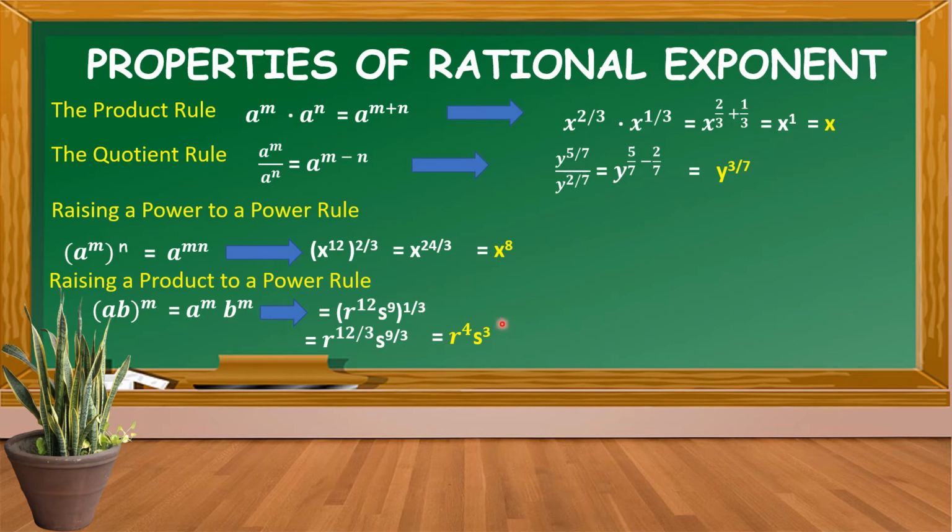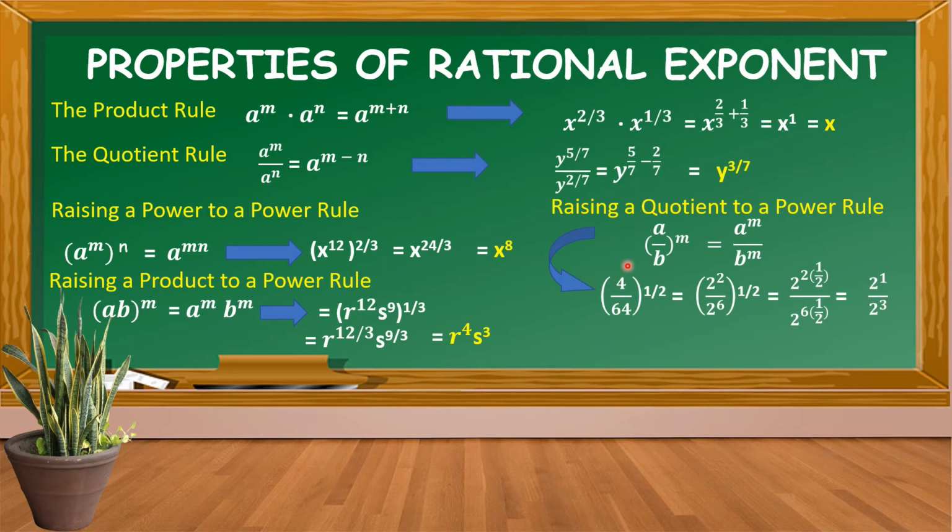R raised to the power of 4, and S raised to the power of 3. Next, the raising a quotient to a power rule. A over B raised to the power of M equals A raised to the power of M over B raised to the power of M. Our base is a fraction and our exponent is M. An example for this rule is 4 raised to the power of 6 over 4 raised to the power of 1/2.